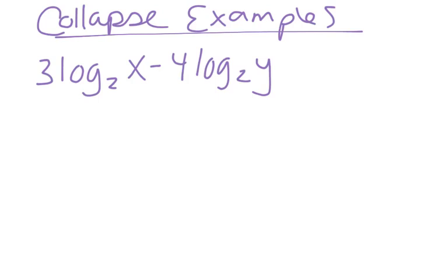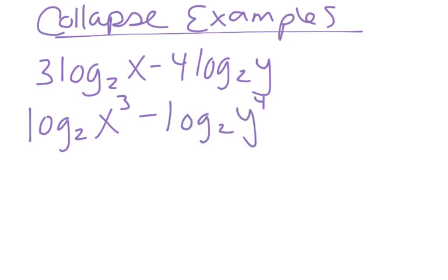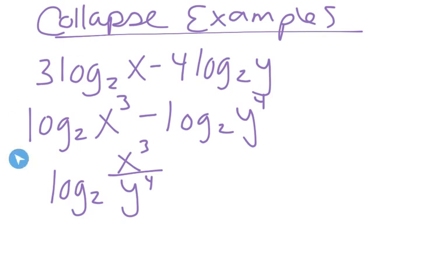But I don't really want to collapse it first because I have that 3 and that 4. So the first thing I'm going to do is take this 3 and move it into the exponent of the x, and I'm going to take that 4 and move it into the exponent of the y. So we have log base 2 of x to the 3rd minus log base 2 of y to the 4th. Now I've got it cleaned up, so now I can take that subtraction out by writing the log of the first argument divided by the second argument. So this would be log base 2 of x to the 3rd over y to the 4th. And again, with a whole lot of practice, you will be able to go from here to here.